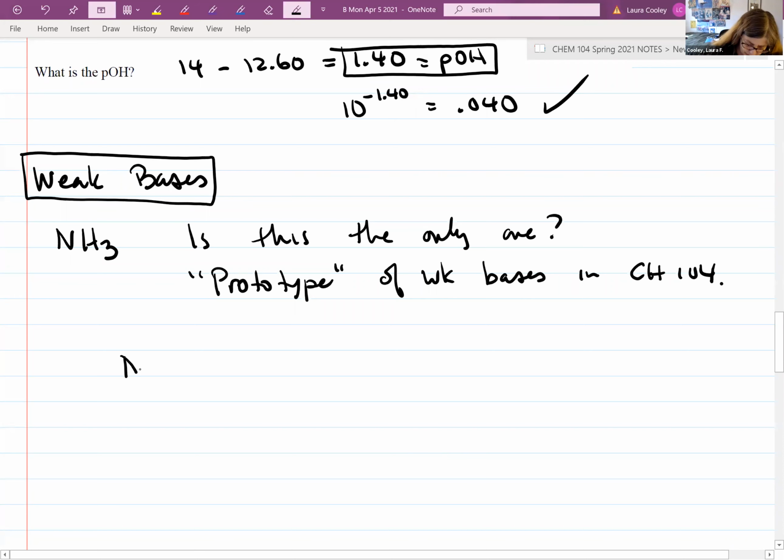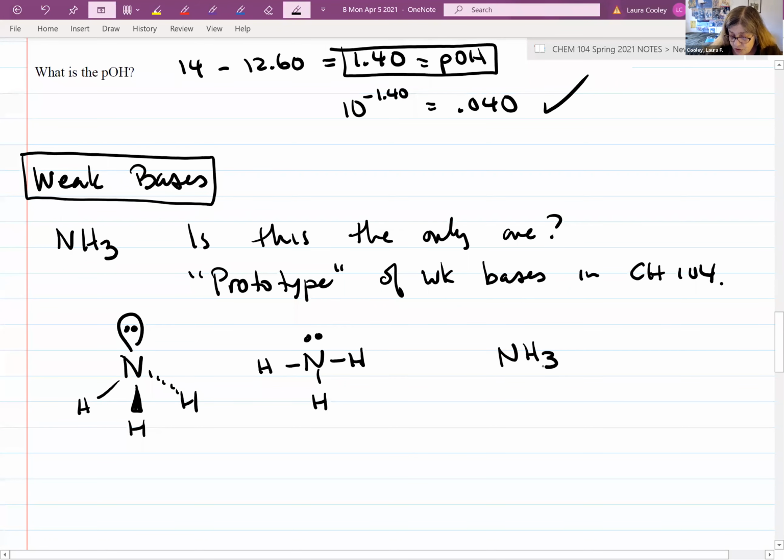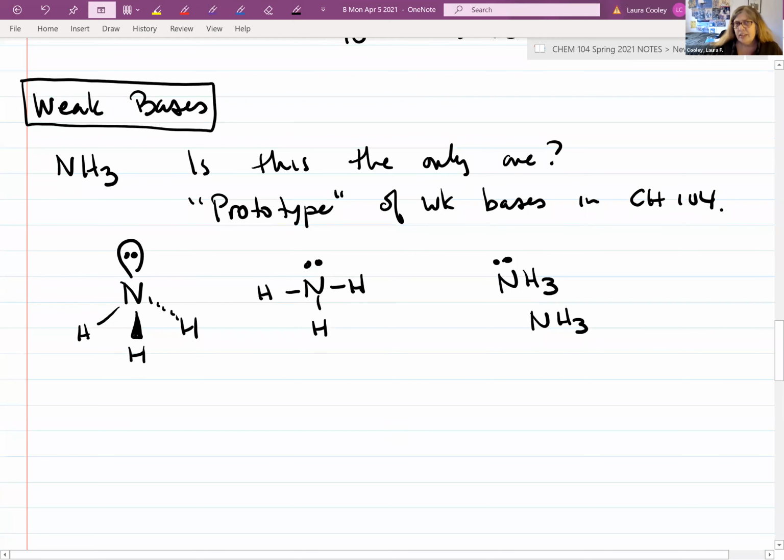Okay, well, let's think about ammonia. Here's ammonia. You have a lone pair, and then you've got 3 hydrogens in this little pyramid, okay? Now, you could write it this way. But, you know, most of the time, you're just going to see NH3. And it's not even going to have the lone pair. You have to just know it's there. And that lone pair is kind of important because that's where the proton comes in, right? So you say a base is a proton acceptor.